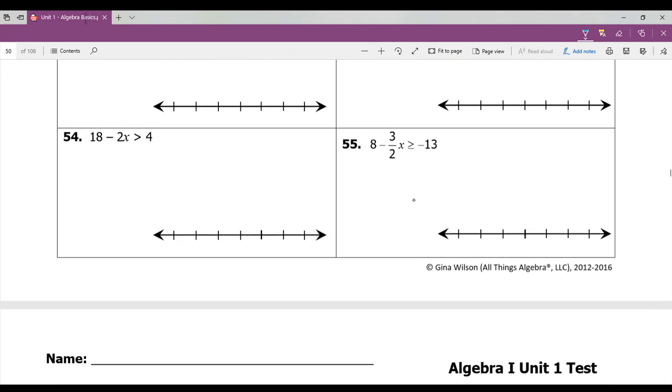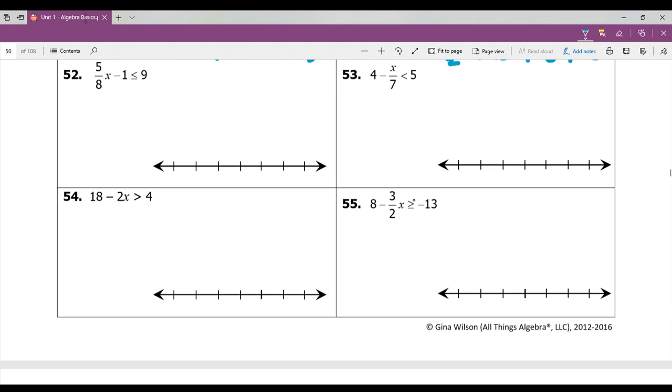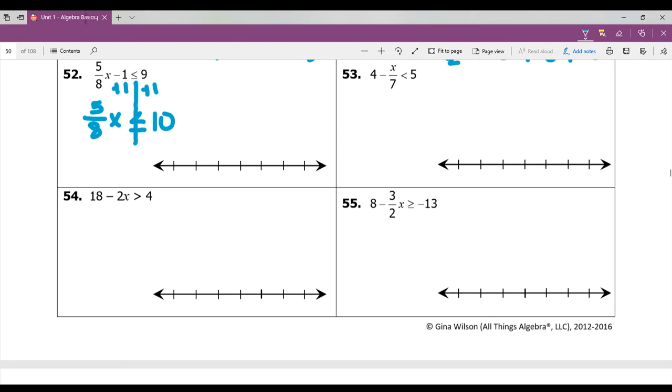Alright. I don't need to scoot it up anymore. Last 4, sorry, there's 4 of them. Never start with a variable. So we add 1. 5/8 x is less than or equal to 10. Our coefficient is 5/8, so I would multiply by 8/5 to make that go away. So x, and it's not negative, so I'm not going to flip.